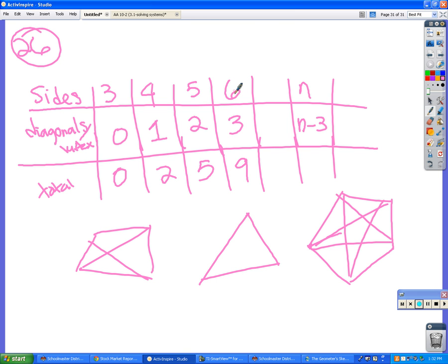And that works because 6 times 3 is 18, divided by 2 is 9. 5 times 2 is 10, divided by 2 is 5, and so forth. So my formula is that. And then they want us to figure out what the answer is for a 24-sided polygon. So there would be 21 diagonals per vertex. And then if you multiply those 2 numbers together and divide by 2, you get, yes, 252 total diagonals.